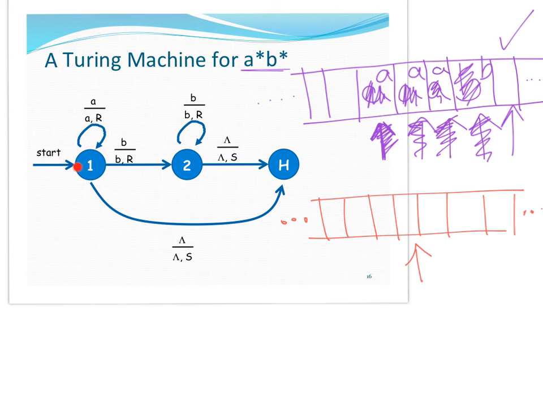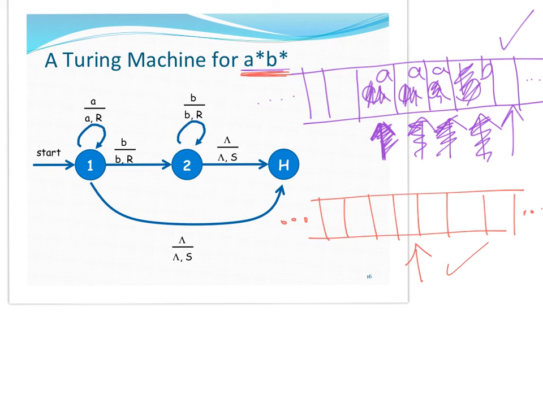We're at state 1. The only transition we can follow is this one, right? It says if we see a lambda, then replace it with a lambda, stay put, and go to halt, and magic, we're done. And that makes sense because, of course, our language is A star, B star up here, which does include the symbol lambda.